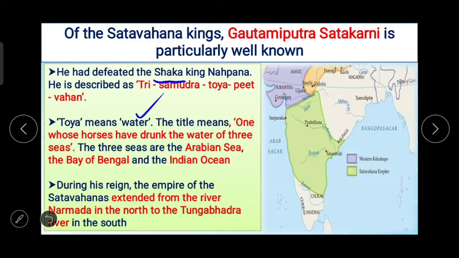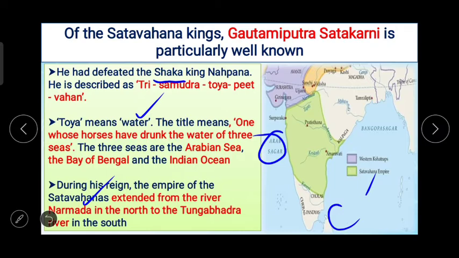और ये कौन कौन से थे? The three seas are the Arabian Sea, the Bay of Bengal and the Indian Ocean. मतलब इन तीनों जगहों पे उसका राज था, वहां तक का जो एरिया है वो उन्होंने कवर कर लिया था. During his reign the empire of the Satavahanas extended from the river Narmada in the north to the Tungabhadra. We're talking about two rivers, Narmada in the north and Tungabhadra river in the south.